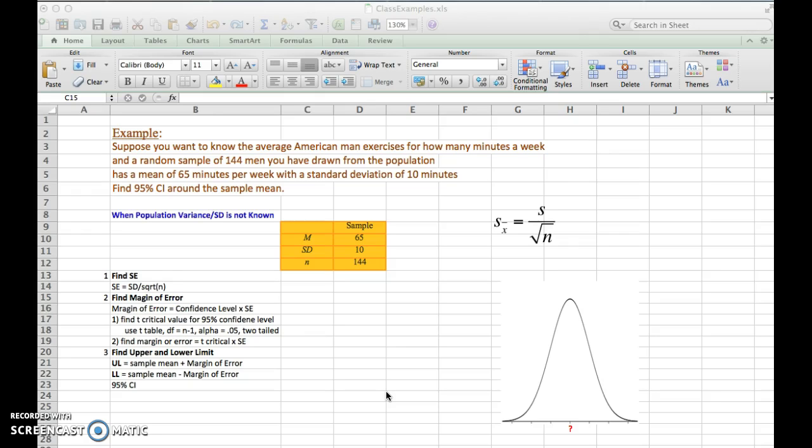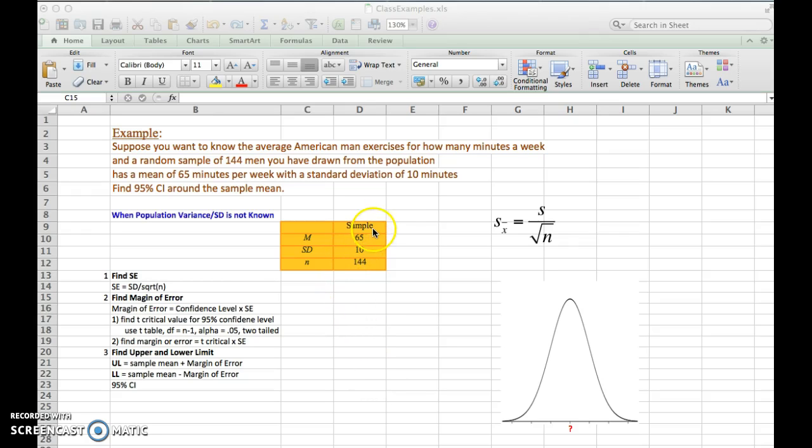We want to find out how many minutes a week an average American man exercises. We took a random sample of 144 men drawn from the population and measured how many minutes they exercise in a week, and found that the average is 65 minutes and the standard deviation is 10 minutes. We want to use the sample mean to estimate the population value using a 95% confidence interval.